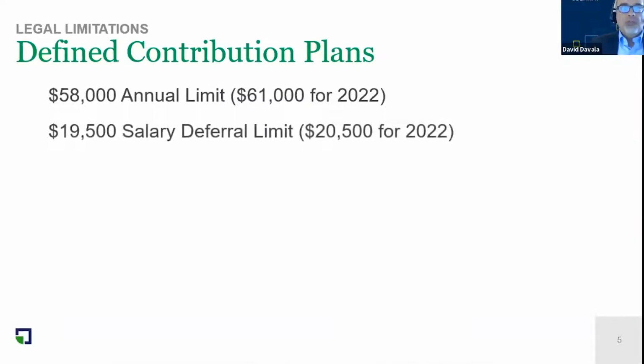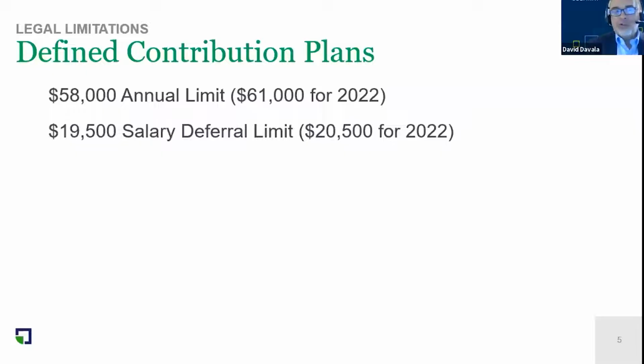Okay, I want to go over some legal limitations. There are limits on a defined contribution plan as to how much a participant can have added to their account each year. The limit for 2021 is $58,000. This is indexed for inflation and will increase to $61,000 for 2022. This amount includes elective salary deferrals, employer matching contributions, after-tax contributions, and forfeitures.